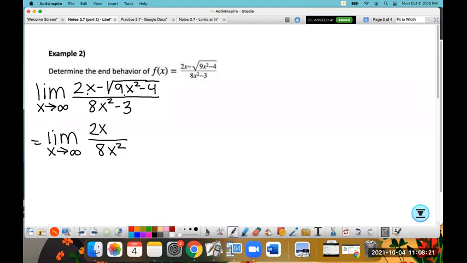We just have to decide how the square root of 9x squared is going to behave. Square root of 9, super simple. That's just a 3, right? But what does that x squared do to all my numbers? Makes them positive. So when we square root them, they're all still going to be positive.